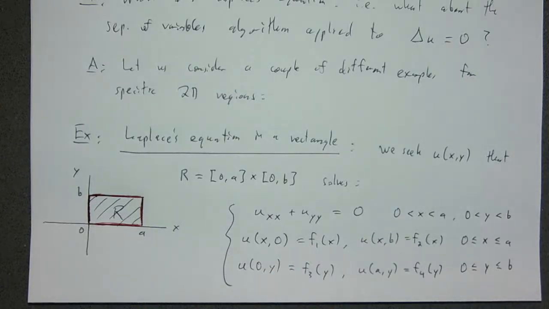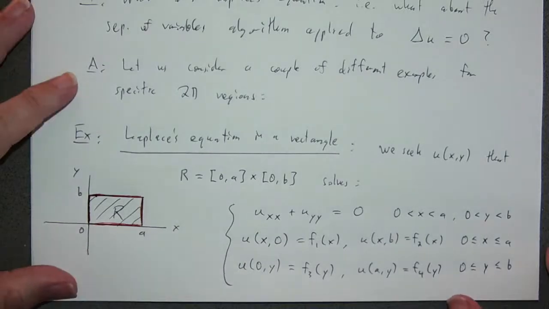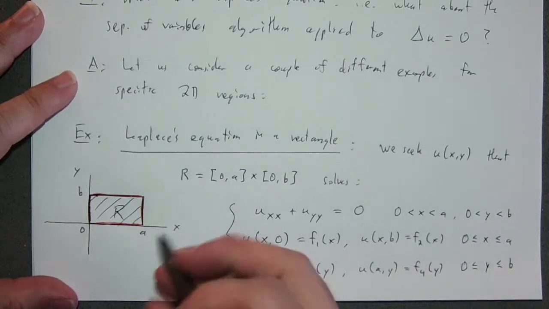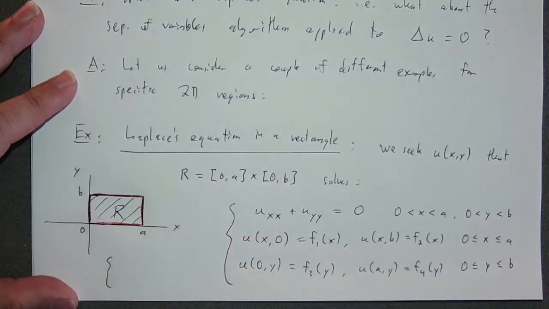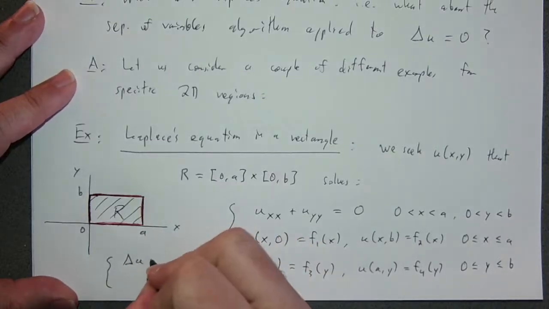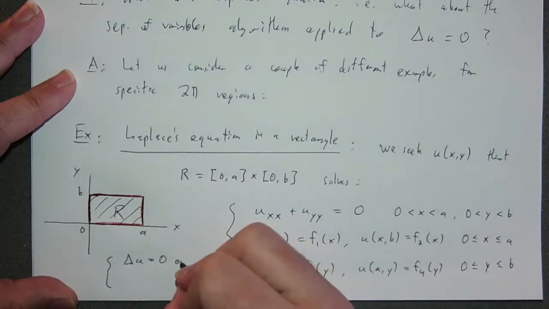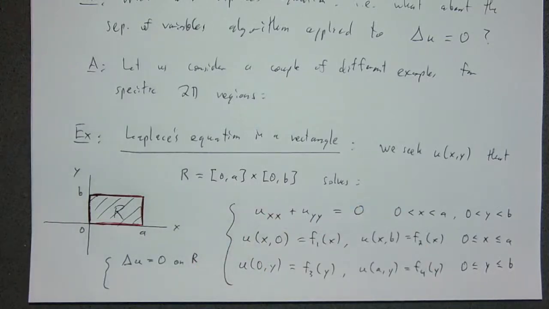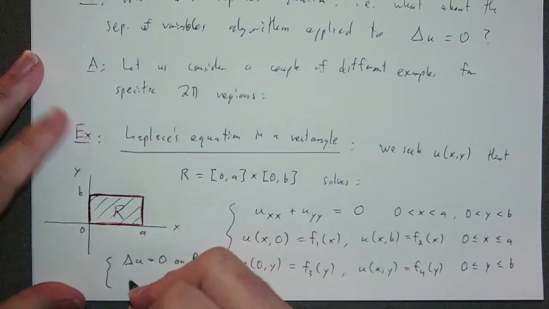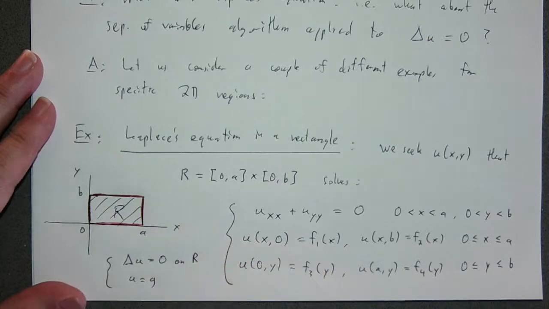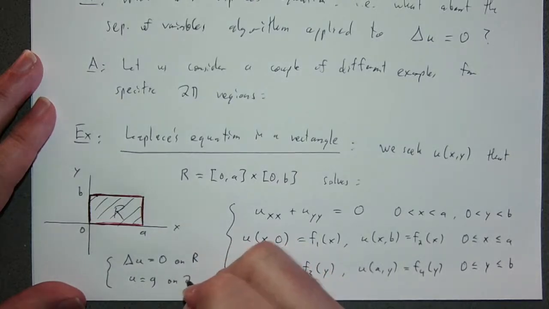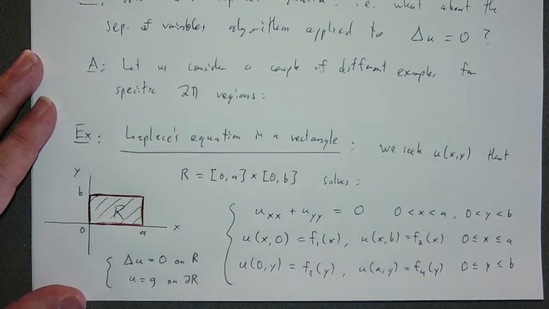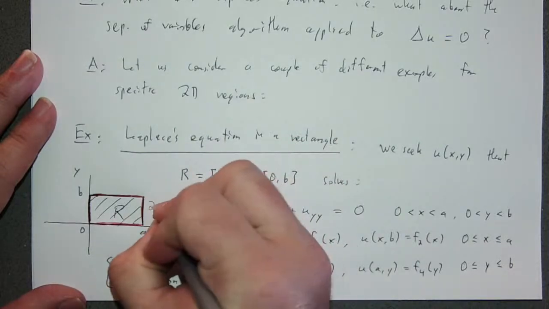So a very, very quick way of rewriting this is to write it as the following. This is Laplacian of u equal to 0 on R, or the interior of R really, but don't worry too much about that. And u is equal to some g on the boundary of R, where the boundary of R is this part that I've shaded red here.